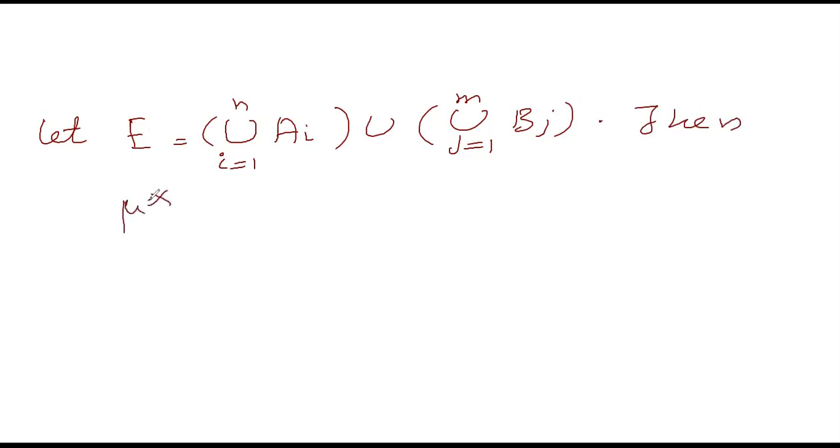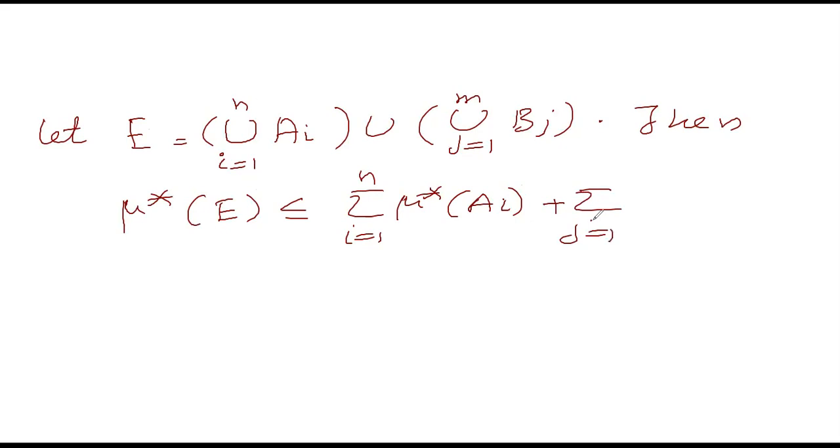Then mu star of E is less than or equal to the summation i runs from 1 to n of mu star of A_i plus the summation j runs from 1 to m of mu star of B_j. Both are finite sums, because it is a finite sum of finite numbers. It's obviously finite. So the measure of E is actually finite.